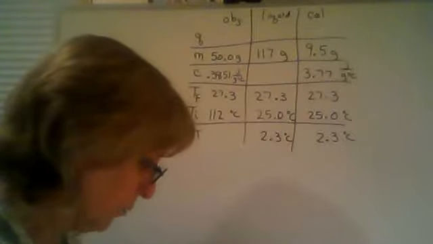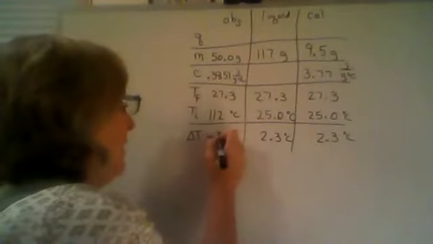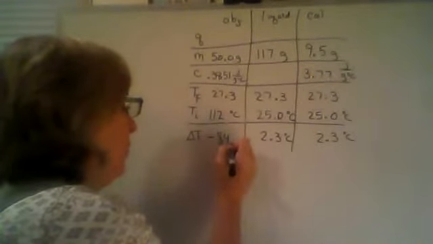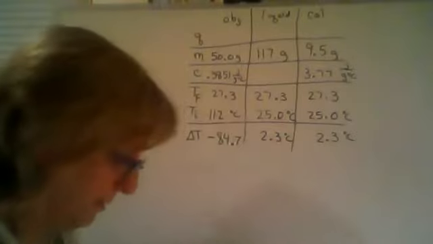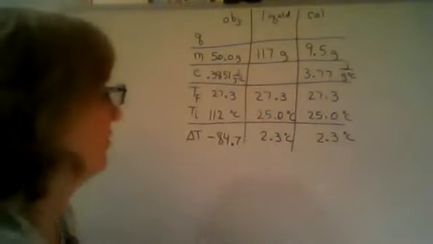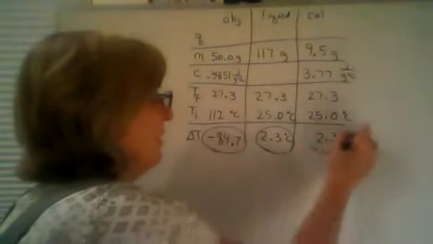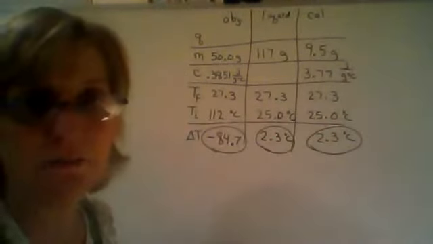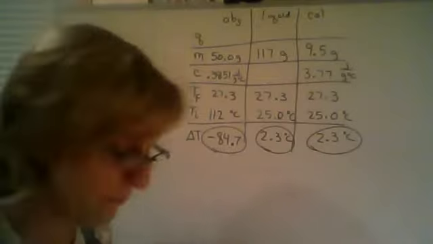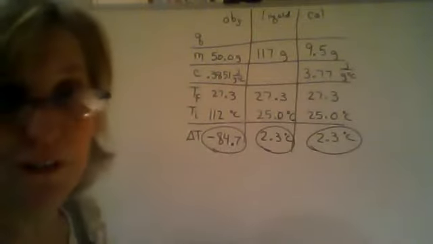27.3 minus 112 equals negative 84.7. Okay, that's its delta T. So this one, and this one is what you'll need for the equation. Let me show you what you're going to find.